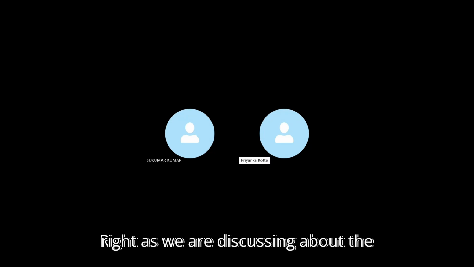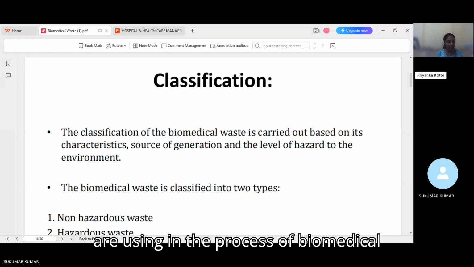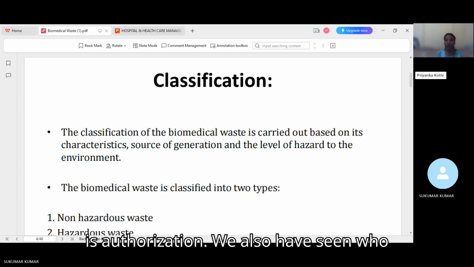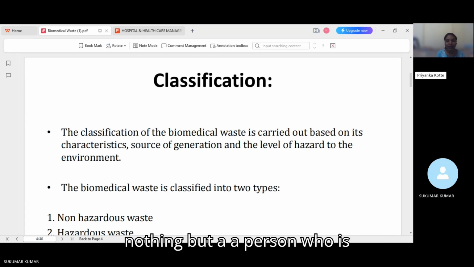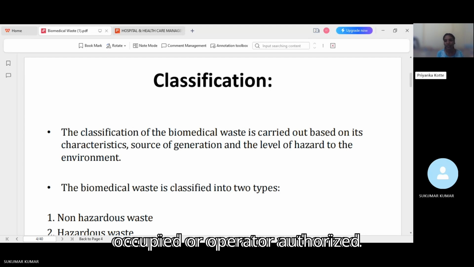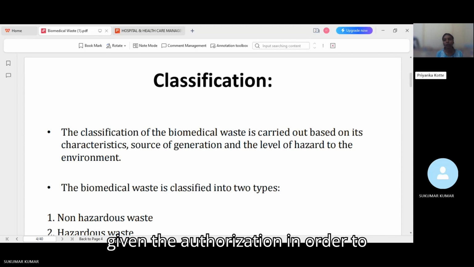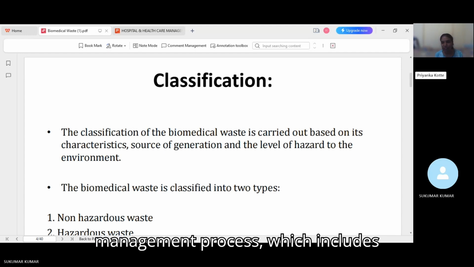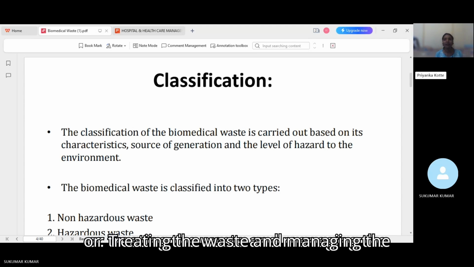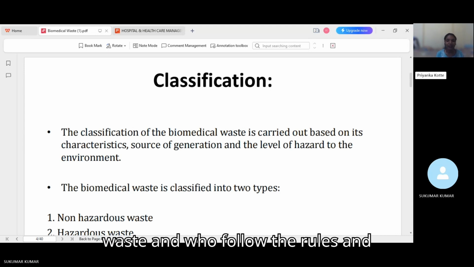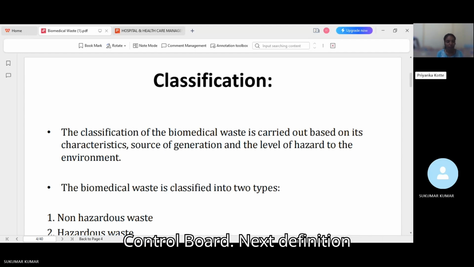As we are discussing the definitions, the various terminology that we are using in the process of biomedical waste, here we have seen what is authorization. We also have seen who is the authorized person. The person is nothing but an occupier and operator authorized by the authoritative body, who has been given the authorization to participate in the biomedical waste management process, which includes collection of waste, reception of waste or receiving the waste, treating the waste and managing the waste, and who follows the rules and guidelines issued by the central government or Central Pollution Control Board.